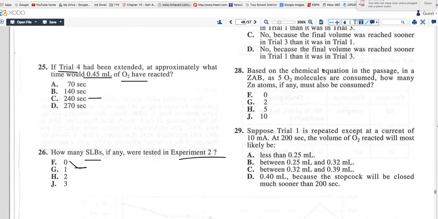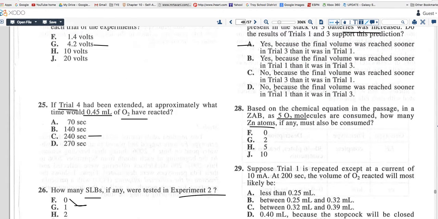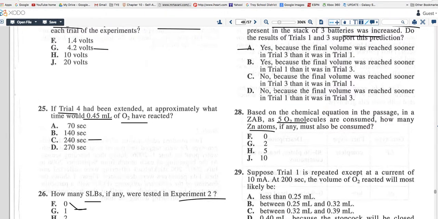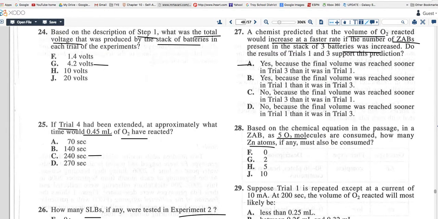28. Rohit, give 28 a shot. Okay. So I underlined 5 O2 molecules are consumed. Then Zn atoms must also be consumed. Good. Wait, so what is it? Is it 10 or 5? Well, let Rohit answer the question. Rohit, let's finish off. I don't really get this. Okay, so for Sid, help him out. I don't know. I'm probably wrong. I feel like it was 5.